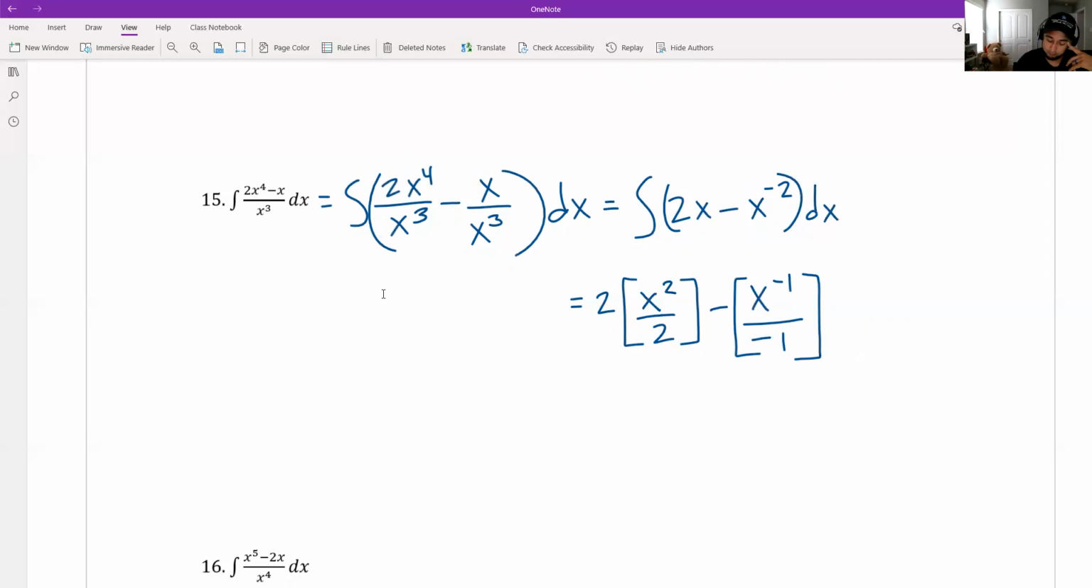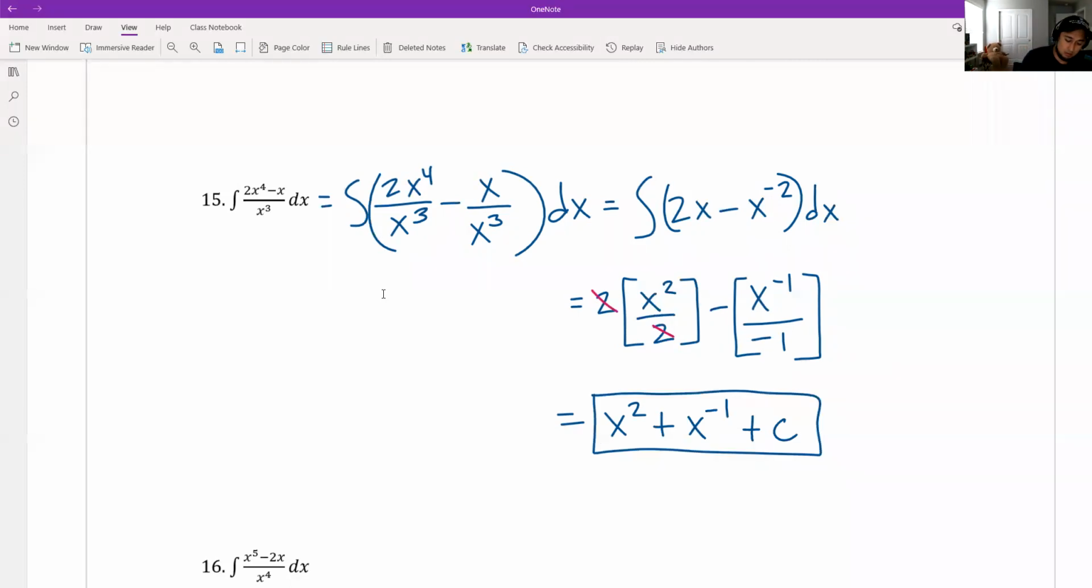Now, clean it up. This 2, that 2, cancel. You're left with x squared, and once again, this negative over that negative makes positive. So you'll get plus x to the negative 1. We are done. Plus C. That's it. Let's move on. Do it again for the one right below.